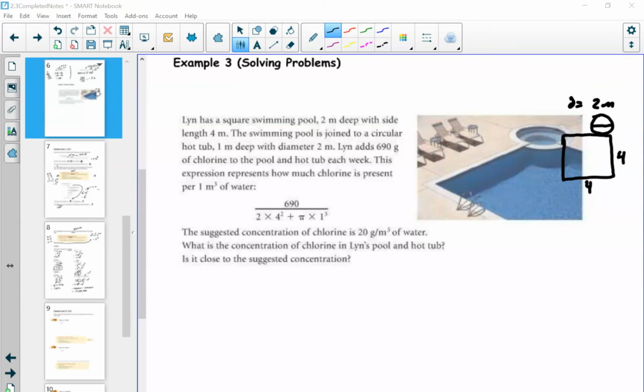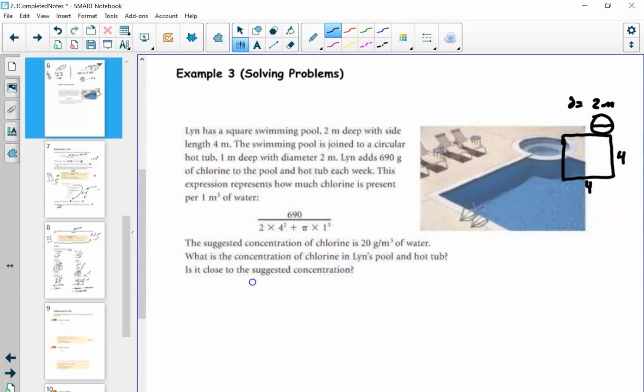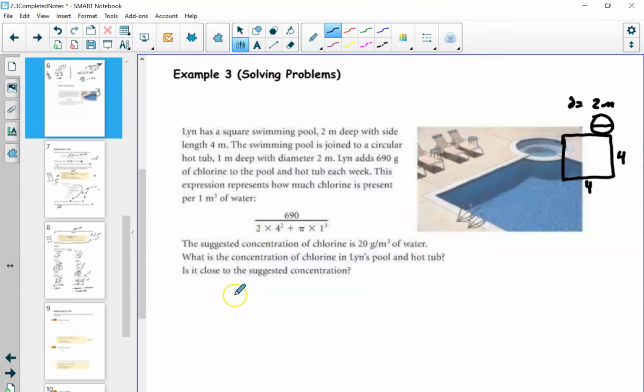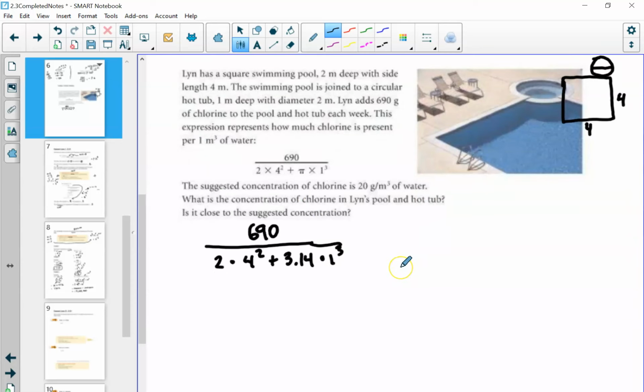Okay, so they've given us a formula to work with. So let's just work through the formula, and we'll start with the 690 up top. 690 up top, and then let's just fill in the blanks down below and see what we have. All right, we've got 2 times 4 squared, so there's our exponent, plus pi. Pi, which we know from prior units, is 3.14, and then times 1 cubed. So there's another exponent there. Now, when you see a fraction like this, what you can always assume is that there's a bracket around both the numerator and the denominator.